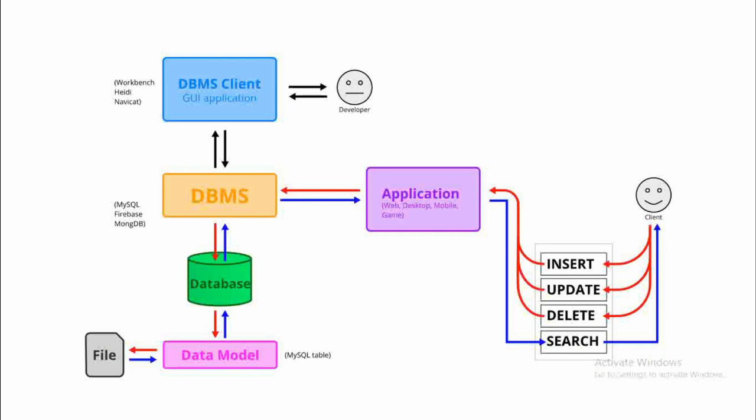A database management system is the software that we use to control the database. A database is a collection of tables. A table is a collection of data, and in one single database there could be many tables, and these tables are saved as individual files. In general, both developers and clients can insert, update, delete, and search the data stored in a database.